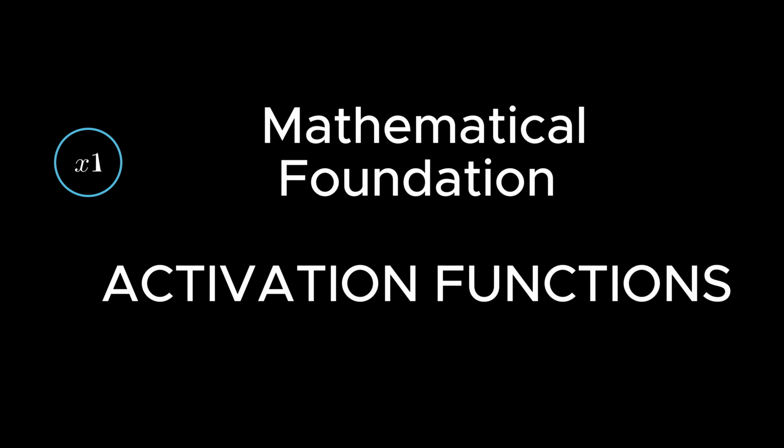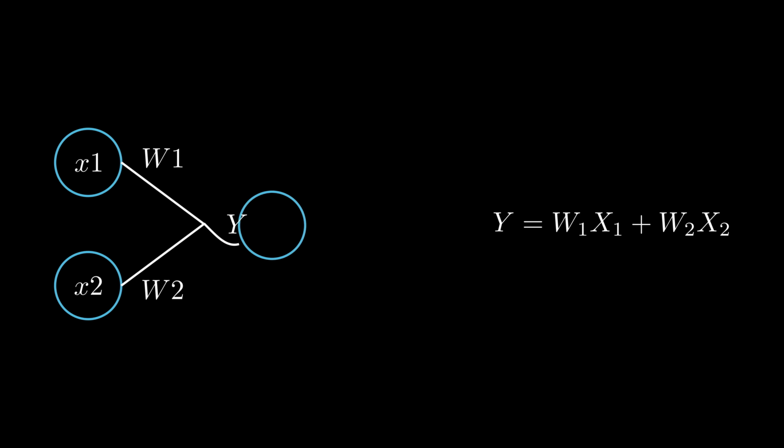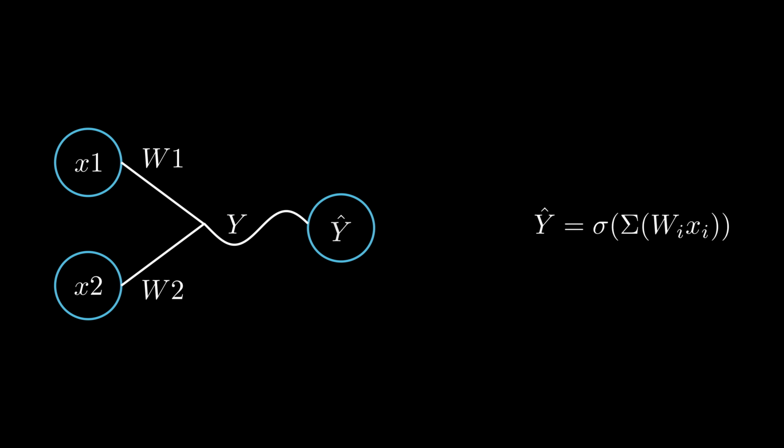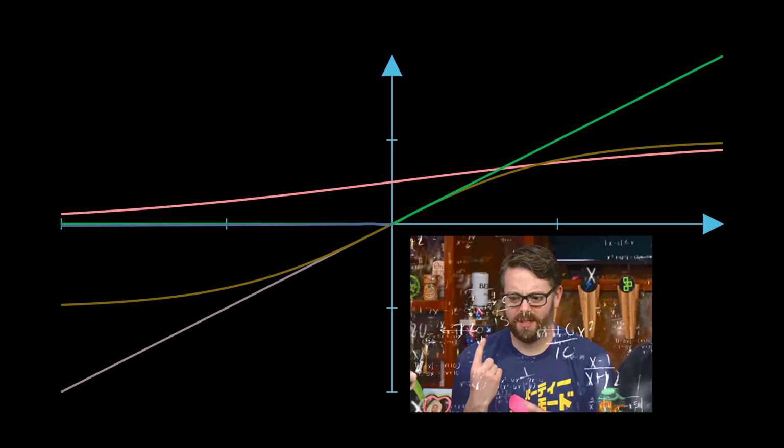For a simple neural network with two input nodes and one activated output node, the model output y hat is the sum of each input times the respective weight. And that's not it. This sum then goes through the activation function sigma, which is the network's final output. But with millions of possible functions, how do we choose the right activation function?